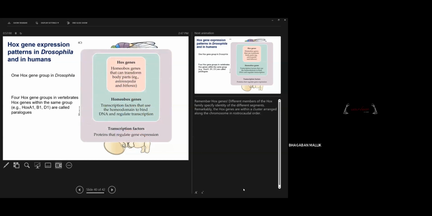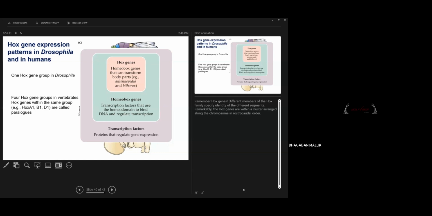So Hox genes, these are homeobox genes that can form body parts. Like in Drosophila you have Antennapedia and bithorax. The bithorax defines the posterior portion, like the abdominal thoracic portion. Antennapedia defines the anterior portion like the head portion. Okay, and there are certain transcription factors expressed during this development. For the Antennapedia complex, you have a set of transcription factors. You don't have to remember those. And for the Ultrabithorax, you have a set of transcription factors that defines the development of the Drosophila.